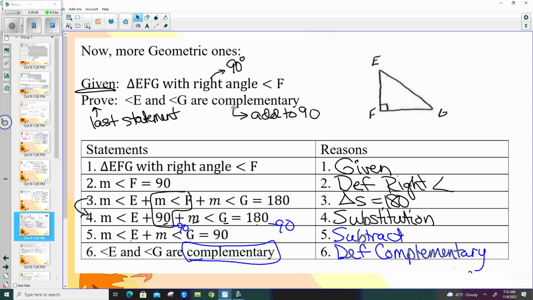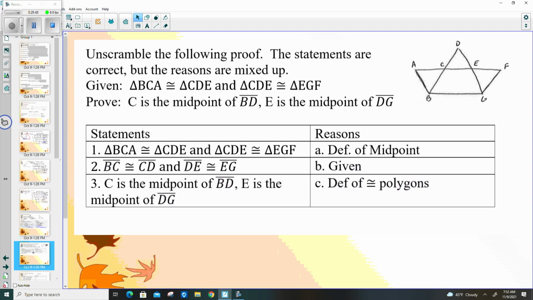All right. So this next one, the proof is all screwed up. The statements are in the right order, but the reasons are mixed up. You're given triangle BCA is congruent to triangle CDE, and triangle CDE is congruent to triangle EGF. What does congruent mean? Same. What's the same? Two triangles are congruent. What's going to be the same in those triangles?